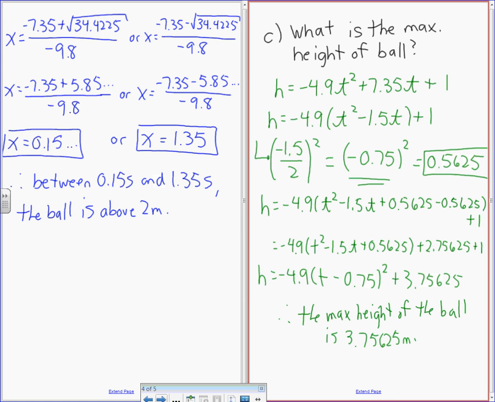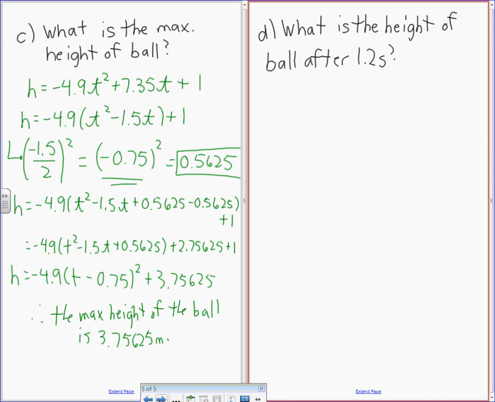I hope. Yes. Okay, letter D. What's the height of the ball after 1.2 seconds? This is horribly complicated, right? Jasmine, what do we do for this one?